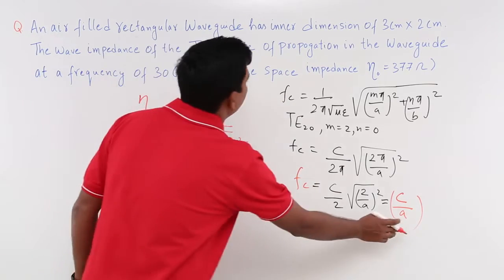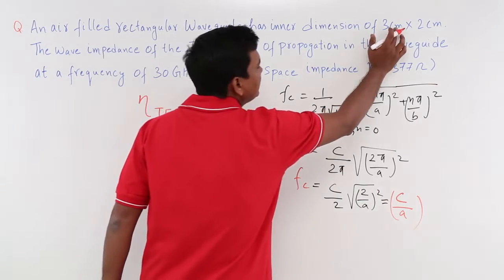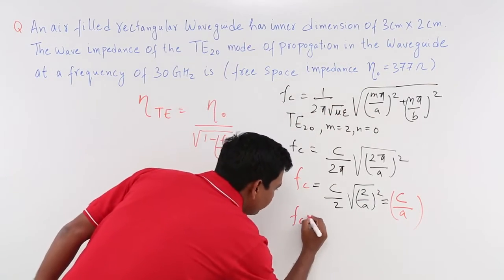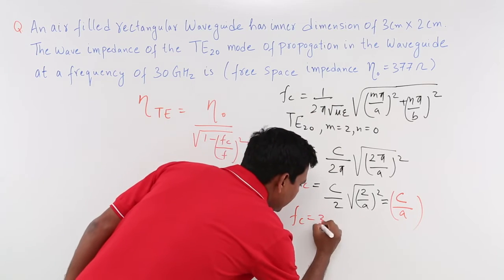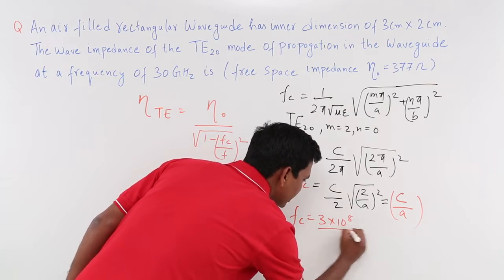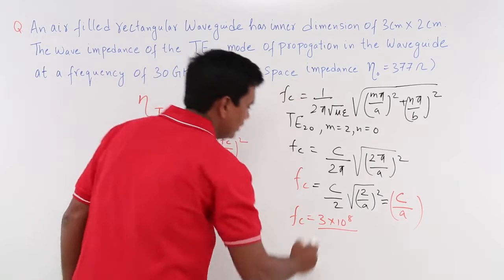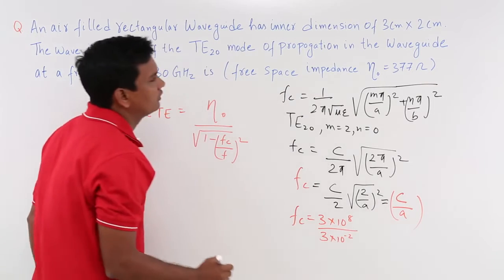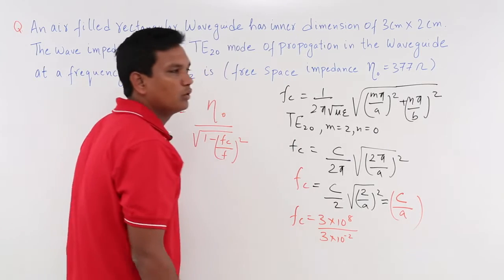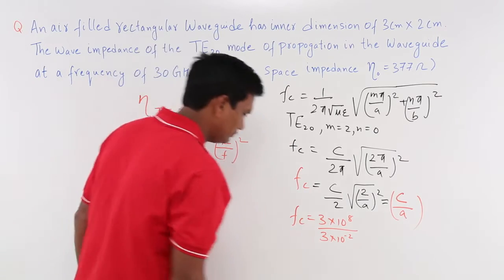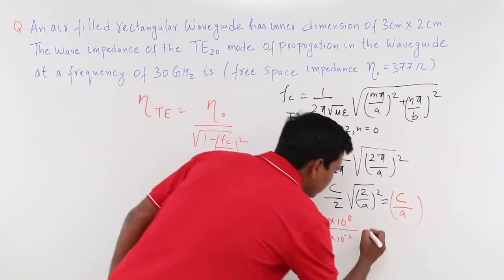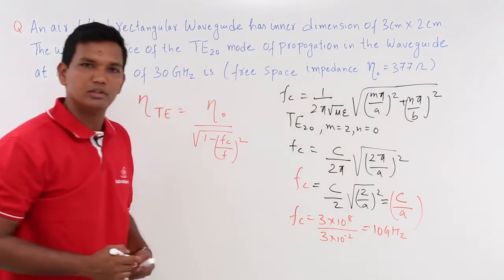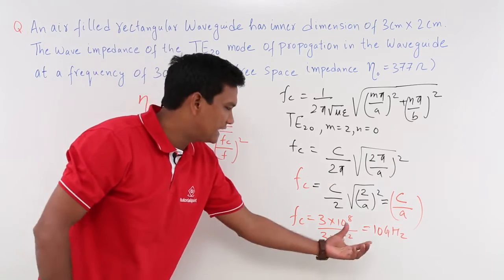So, what is given to us? A is given to us as 3 centimeter, right. Let us substitute and get the Fc. So, Fc would be 3 into 10 to the power 8, which is nothing but the speed of light, divided by a, which comes out to be 3 into 10 to the power minus 2, right. When I solve this, this will become 10 gigahertz. So, my cutoff frequency is nothing but 10 gigahertz.